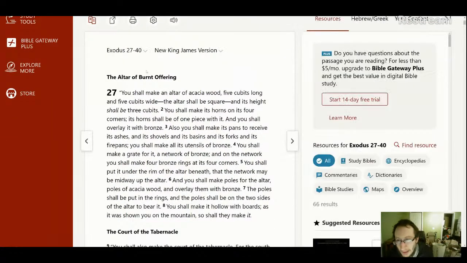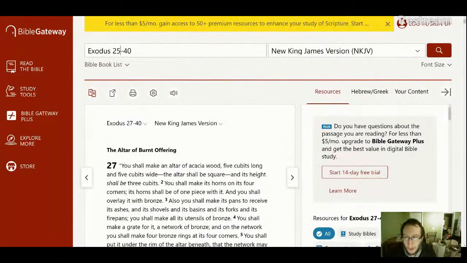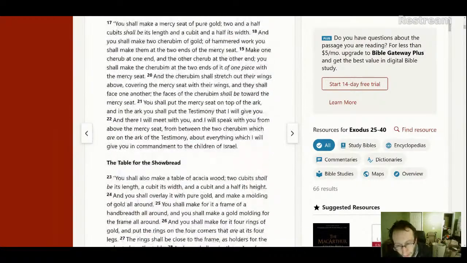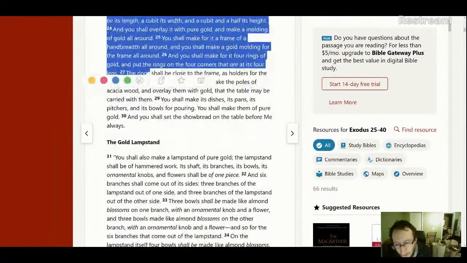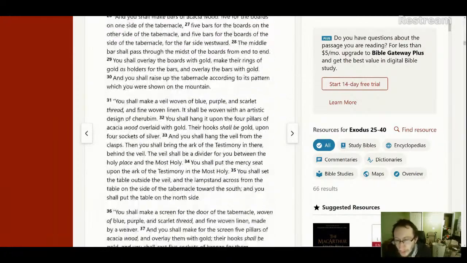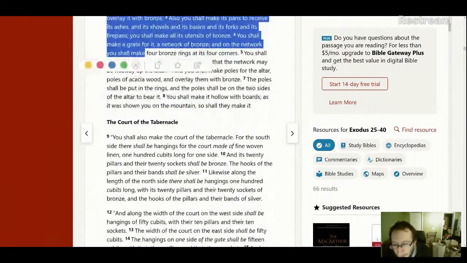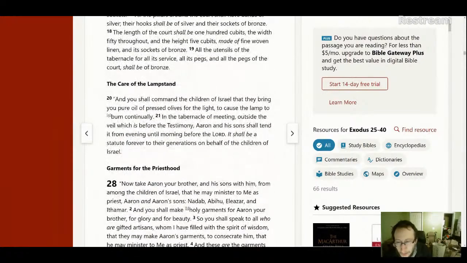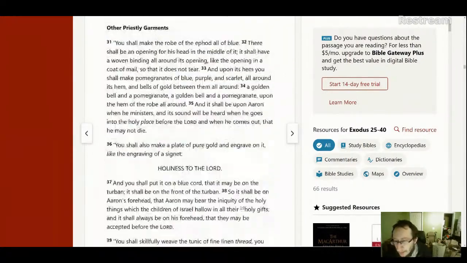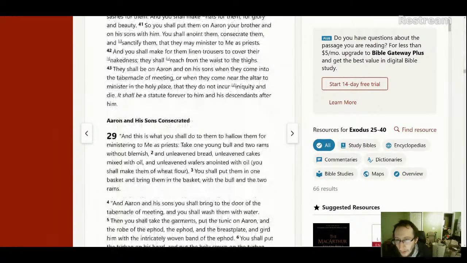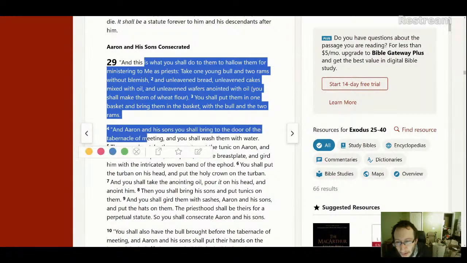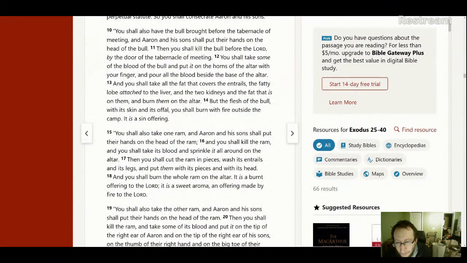Okay, so first of all, let me give the whole thing here. Offerings for the sanctuary, right? Ark of the Covenant, how to build it. Table of showbread, gold lampstand, how to build it. Tabernacle, how to build it. So it's giving all these laws. Altar of burnt offering, court of the tabernacle, lampstand, garments of the priesthood, ephod, breastplate, okay? Consecrate Aaron's sons. This is how you shall consecrate them.